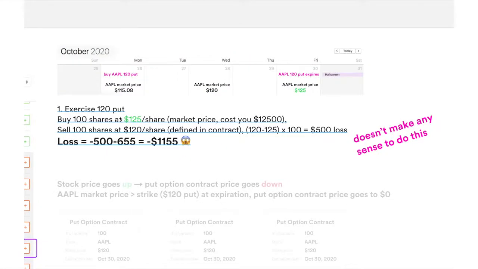You can still exercise the put, technically, but it does not make any sense to do so. Because to do that, you have to buy 100 shares from the market at 125 and then sell those 100 shares at what the option defined, the strike price, at 120. Then you have this massive loss. So what can you do in this case?